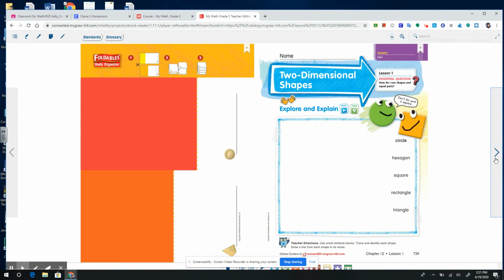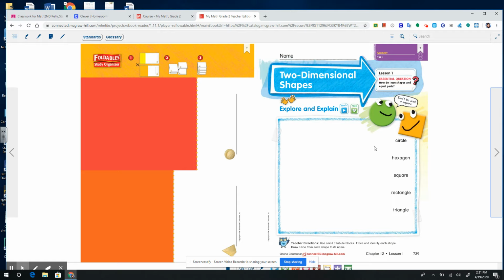So today we're working on chapter 12, lesson 1, two-dimensional shapes. These are the flat shapes. These are not the shapes that you can hold in your hand. It says use small attribute blocks. Trace and identify each shape. Draw a line from each shape to its name.